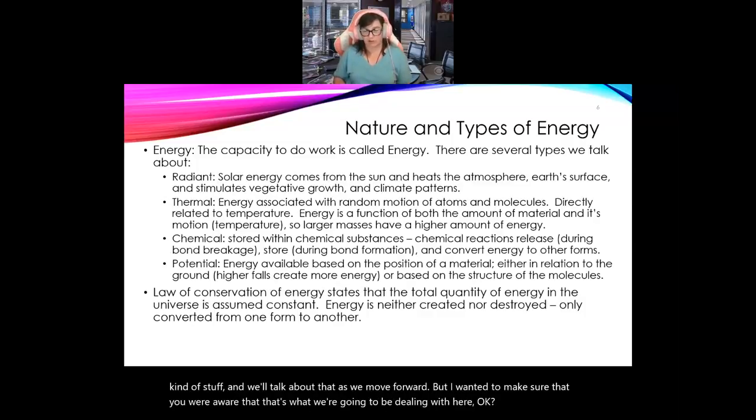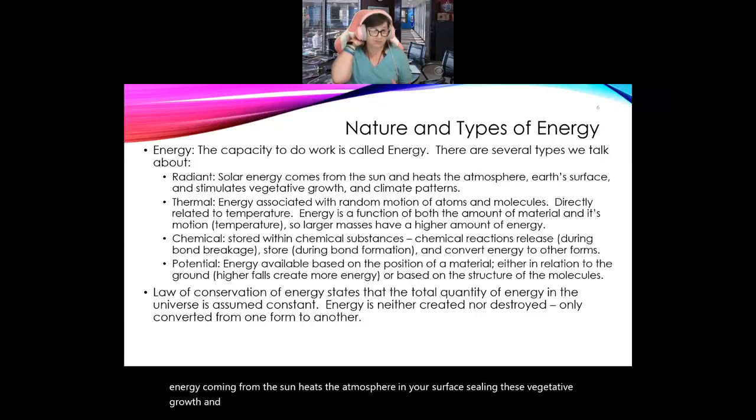Nature and types of energy. So energy is the capacity to do work. All right, that's how we define energy. There are several types we talk about. So we talk about radiant energy, which is solar energy coming from the sun, heats the atmosphere, the Earth's surface, stimulates vegetative growth, and it creates the climate patterns. So that has the ability to do work.